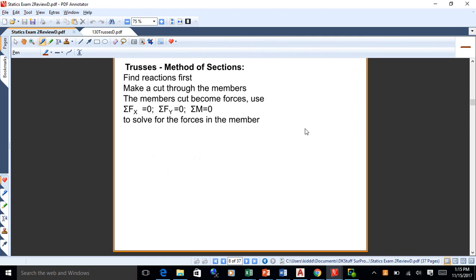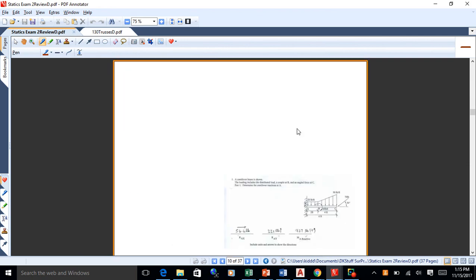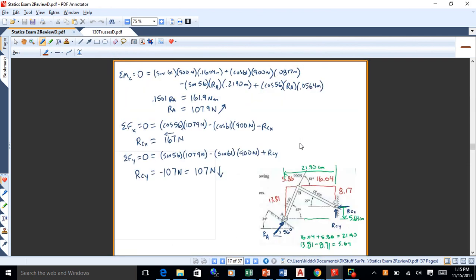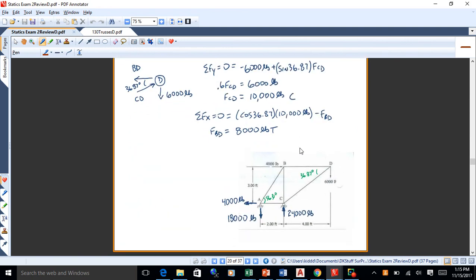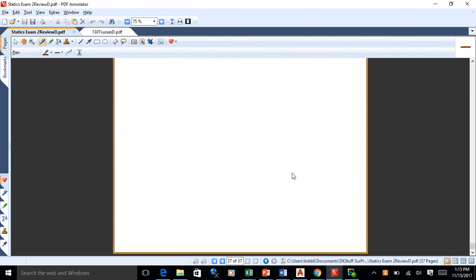And then method of sections, which we'll finish up here today. And then I got some old test problems. We can go over these Friday maybe or something if you want. Right? So that's what's coming up Monday.